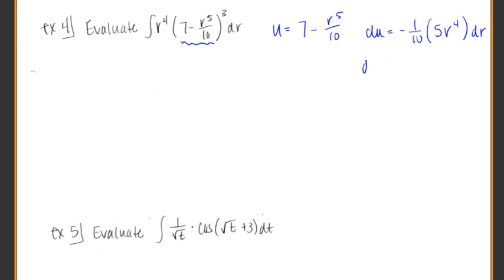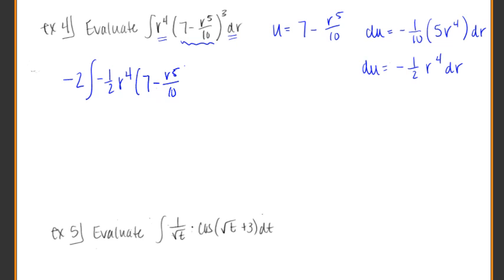We're cleaning this up then. Du looks like it would be a negative 1/2 r to the 4th dr. Okay, let's see if we can recognize then a bunch of this inside of our function. We obviously got the r to the 4th, that's great, and we got the dr part. So all I need inside the function then is just a negative 1/2, and to counterbalance that, I'm going to put a negative 2 out front. Negative 2 can definitely go there. So I'm going to write this then as negative 2 times the integral of negative 1/2 r to the 4th, 7 minus r to the 5th over 10 cubed dr.